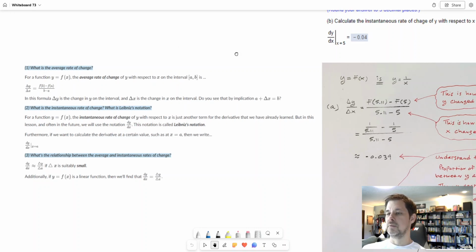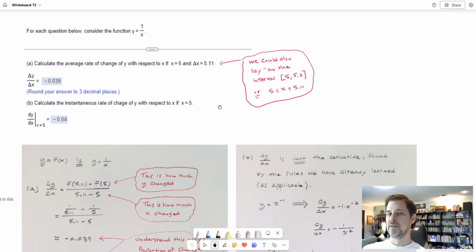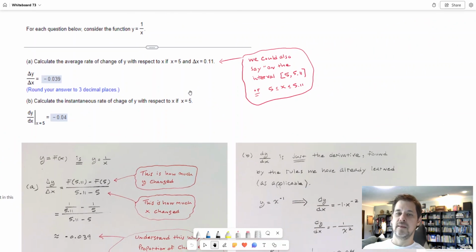Okay, so let's frame this within that context, okay? So the way it's written here is calculate the average rate of change of y with respect to x if x is 5 and if x changes by 0.11. So that's what that delta x means, literally the change in x, okay? So with the way I had written it over there, you could say, all right, so x is on the interval from 5 to 5.11. That's interval notation. Or you could write with inequalities and have it say the same thing.